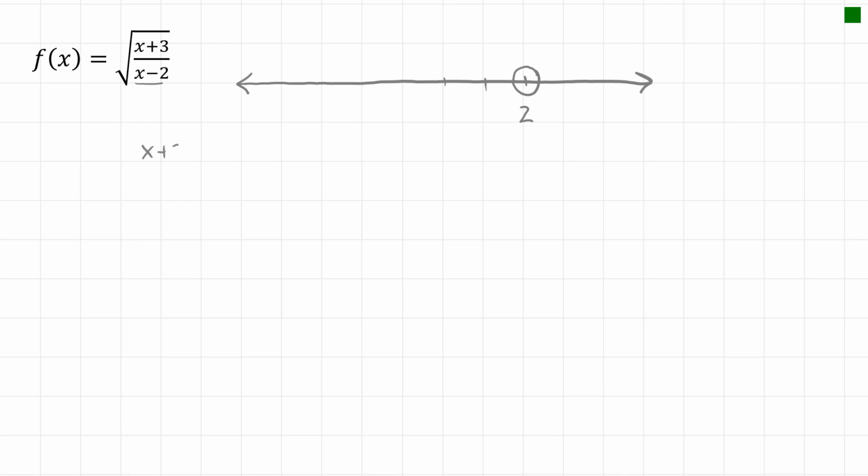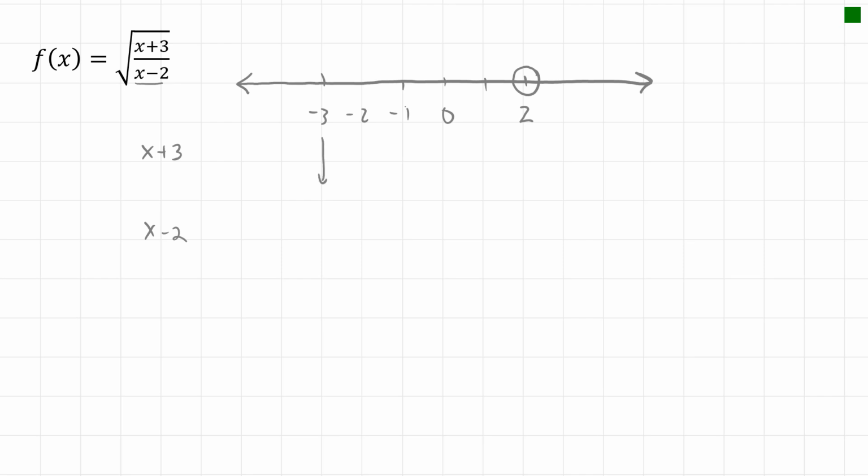So x plus 3 and x minus 2. When is that positive and negative? Well, this binomial, the x plus 3, it switches sign at negative 3. So if the x is bigger than negative 3, it's positive, and when it's less than negative 3, it's negative. And I'm going to keep track of that on this number line.